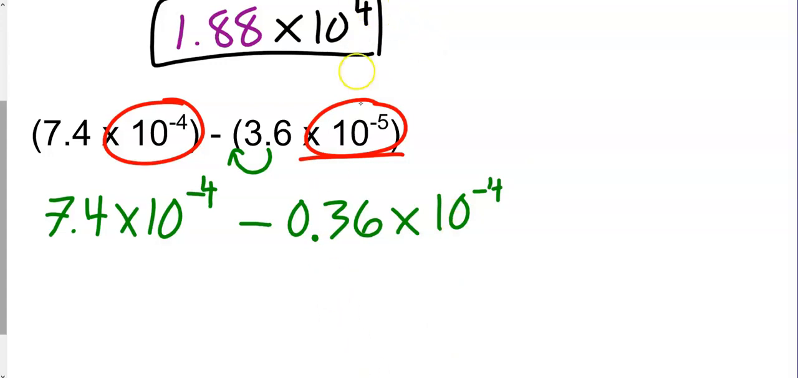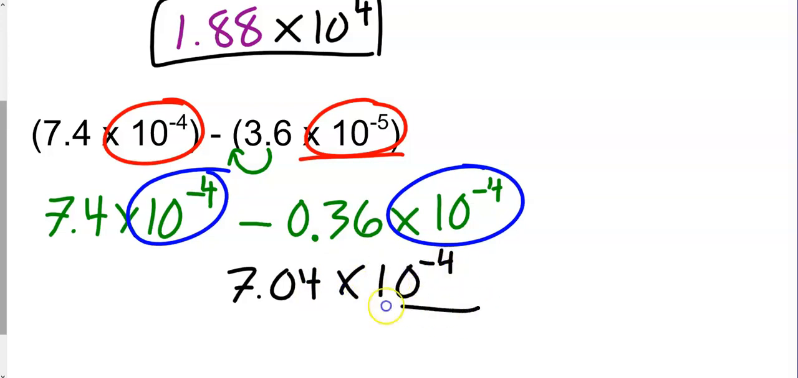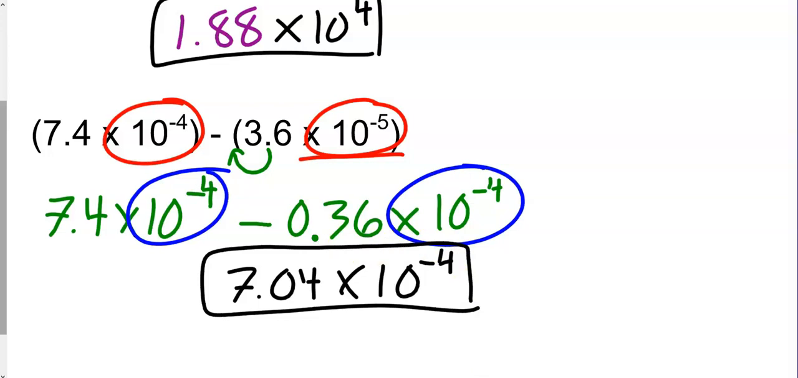So, since we match, all we have to do is the subtraction of the 7.4 minus the 0.36. And when you subtract those, you get 7.04 times 10 to the negative 4. Again, the exponent on the times 10 to the negative 4 does not change. It's like combining like terms. Okay, so that's adding and subtracting. It really is that easy.